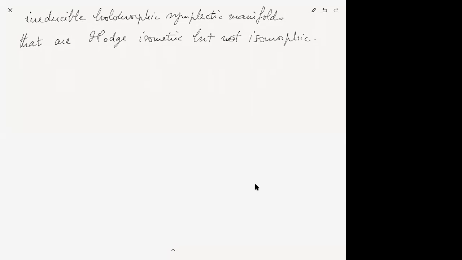Yeah, let me think a little bit. Basically, that's it. The proof is just a clever trick. It uses simply connectedness of the period domain, and that's basically it. So you don't get anything from it, really.